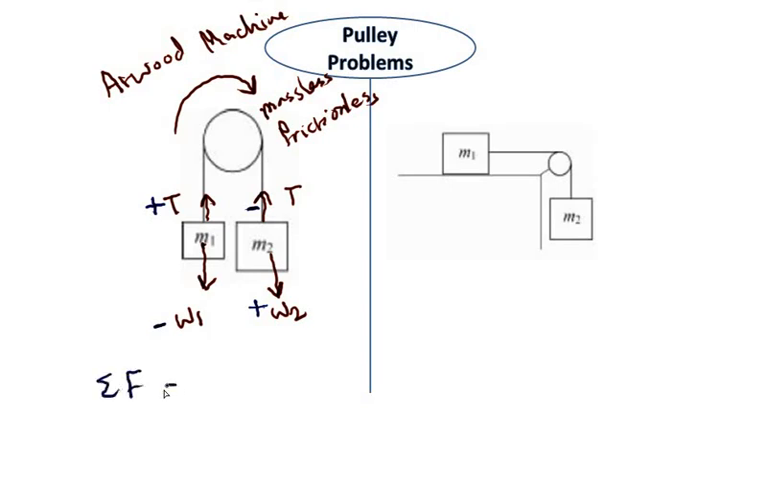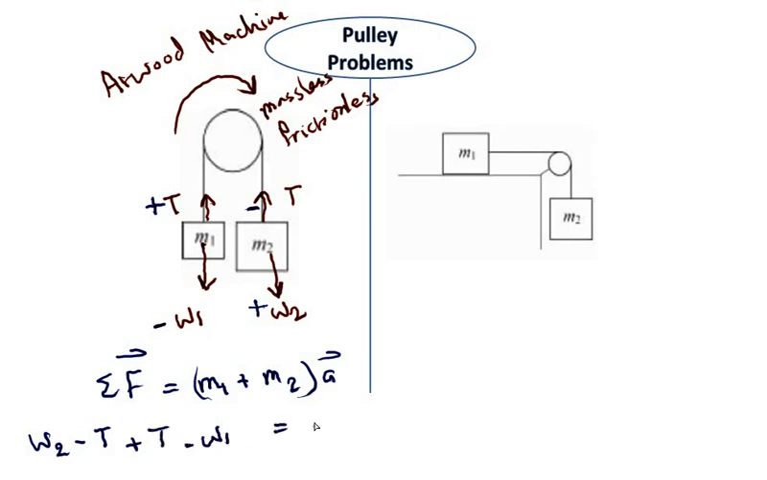So sigma F equals M1 plus M2 times A. Sigma F, or the sum of the forces, is weight 2, positive, minus T, plus T minus weight 1, and this is equal to M1 plus M2 times A. And these forces cancel out because they are equal. In the next examples, we will understand more how to apply this formula.